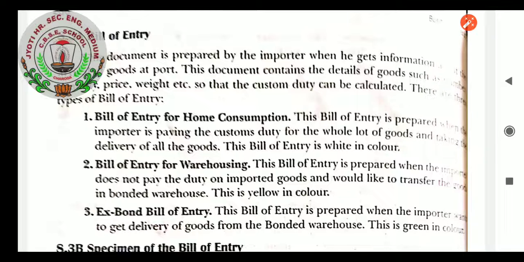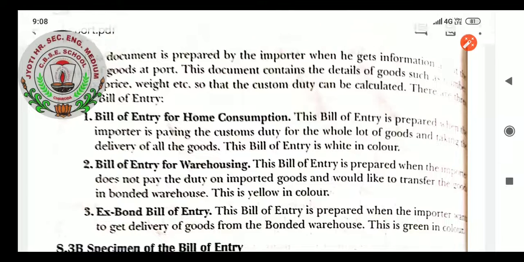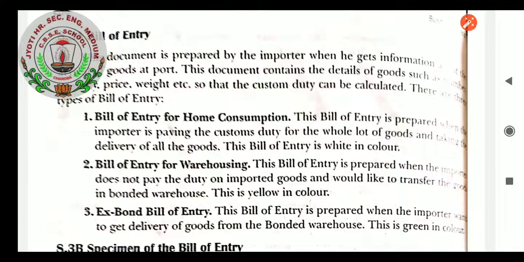Bill of entry for warehousing. This bill of entry is prepared when the importer does not pay the duty on imported goods and would like to transfer the goods to a bonded warehouse. This is yellow in color. Ex-bond bill of entry. This bill of entry is prepared when the importer wants to get delivery of goods from the bonded warehouse. This is green in color. So there are three types of bill of entry: bill of entry for home consumption, bill of entry for warehousing, and ex-bond bill of entry.